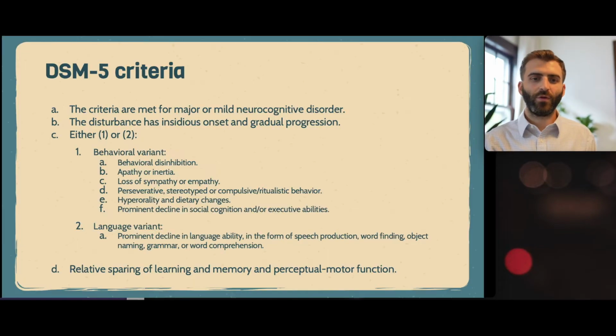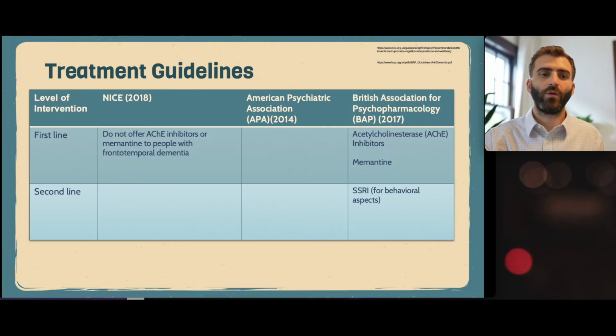Next is frontotemporal dementia. So this dementia is interesting because there's a relative sparing of learning and memory and motor function. So the patient retains a lot of those abilities, but you will see either a behavioral variant or a language variant where they have different difficulties or differences in their behavior or in their language.